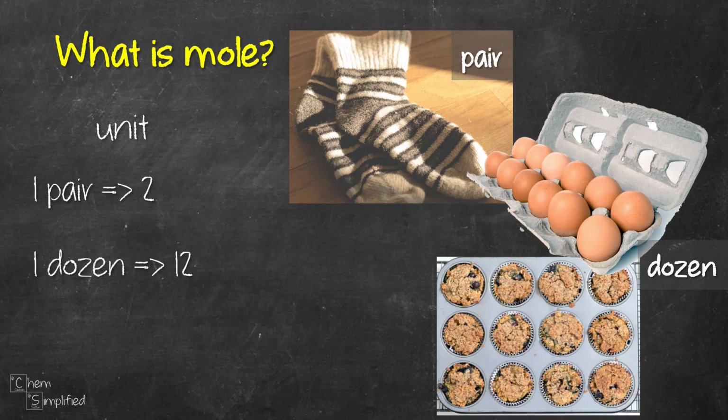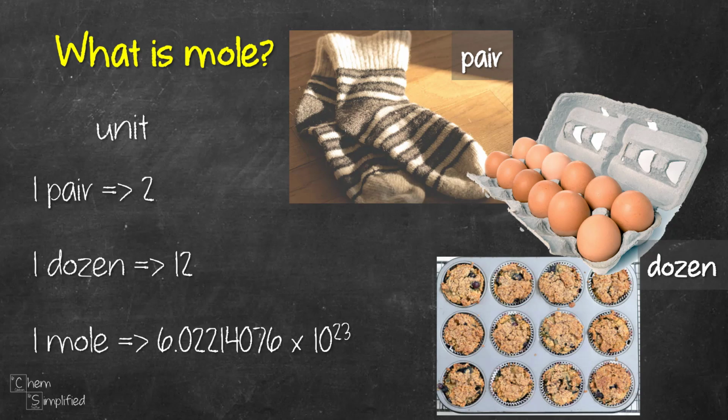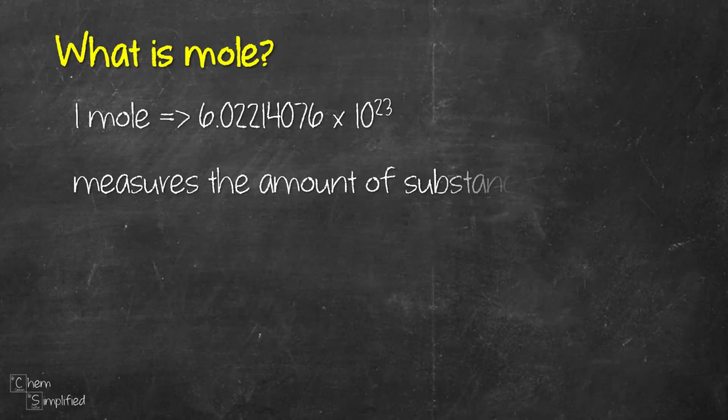So what does 1 mole refer to? Well, it refers to 6.022140076 times 10 to the power of 23. That's a very, very large number. That's what 1 mole means. So now we know that a mole is just a counting unit that's used to measure the amount of substance. After all, it's way easier to say 1 mole versus 6.022140076 times 10 to the power of 23. That's kind of long. That's why we just say 1 mole.